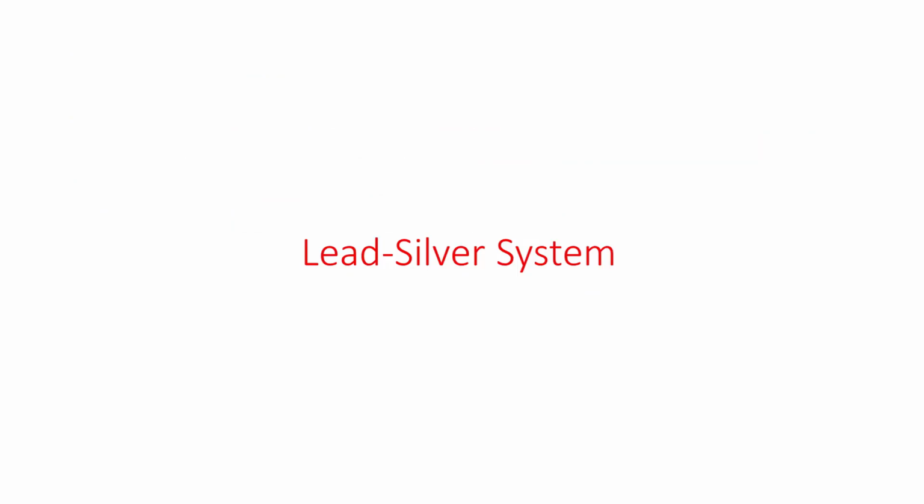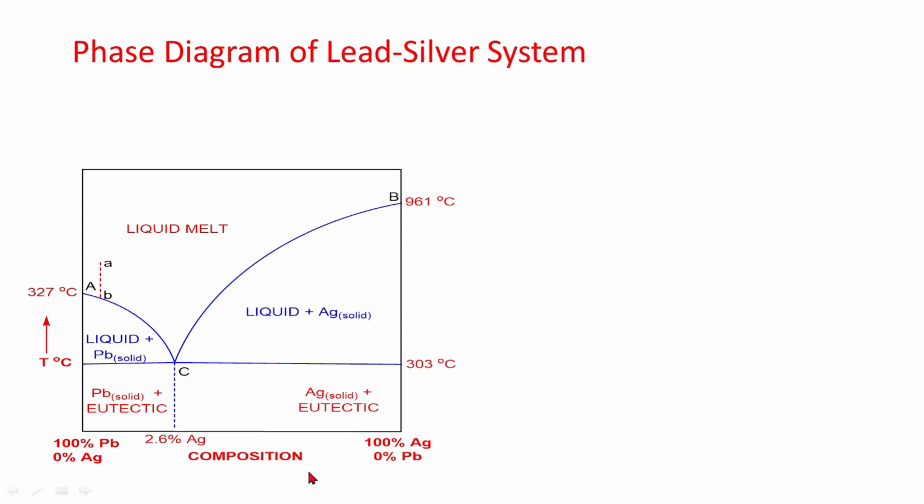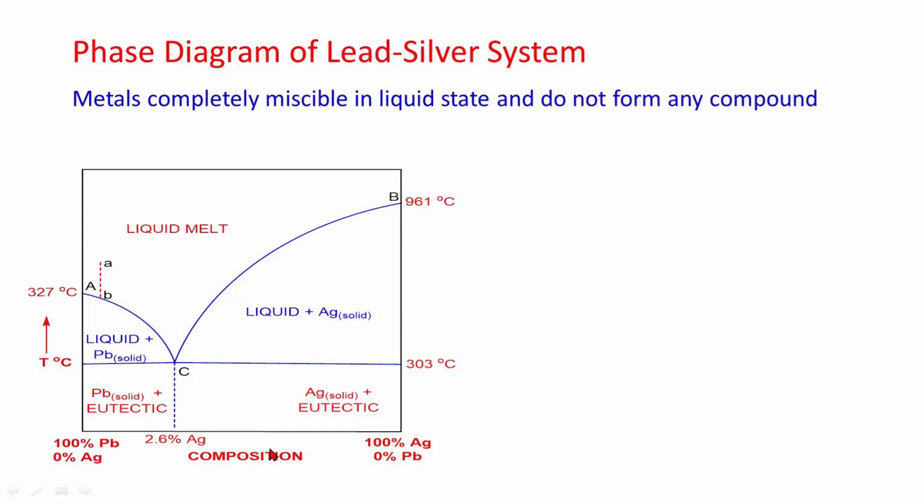Now we will discuss the lead-silver system. This is the phase diagram of the lead-silver system. Metals, that is lead and silver, are completely miscible in the liquid state and do not form any compound.